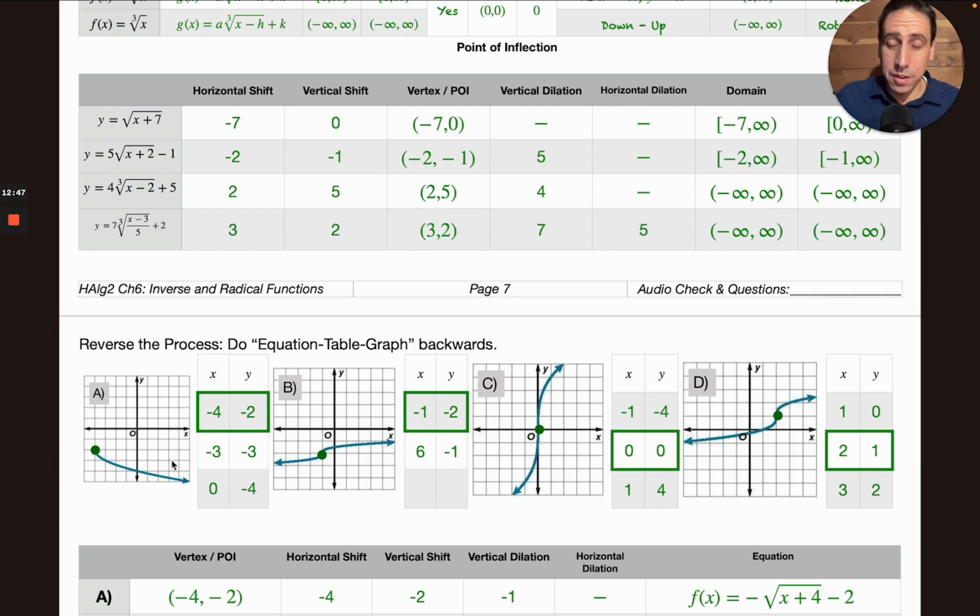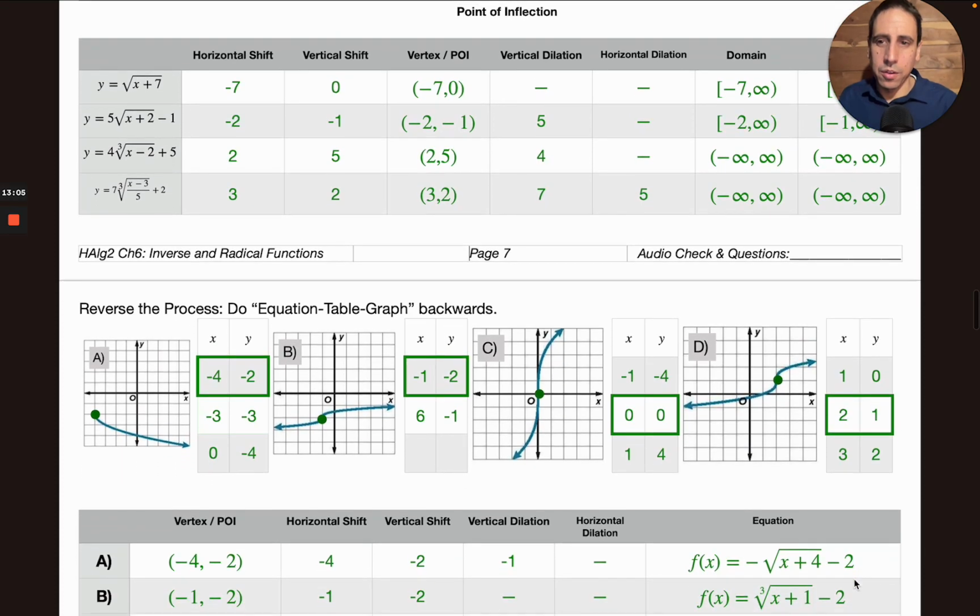It's been flipped vertically. And so taking all this information, you can say that on the inside it's going to be x plus 4, because you switch the signs for whatever is on the inside. The -1 turns into this negative out here, and the vertical shift is -2 here.